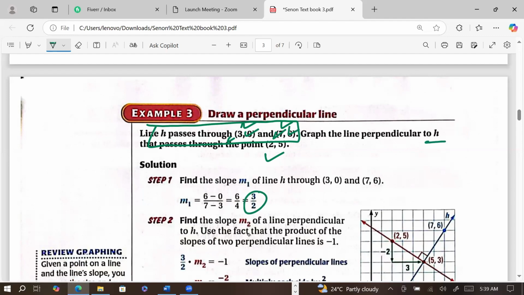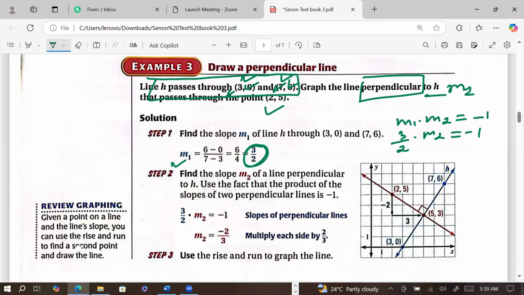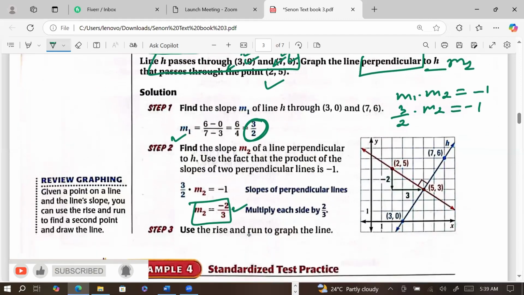Then slope of H will be m1, and the other slope is m2. m1 times m2 should be equal to minus 1. Why? They are perpendicular. Then m1 is 3 over 2. m2 should be found. m2 value will be minus 2 over 3, negative 2 over 3.